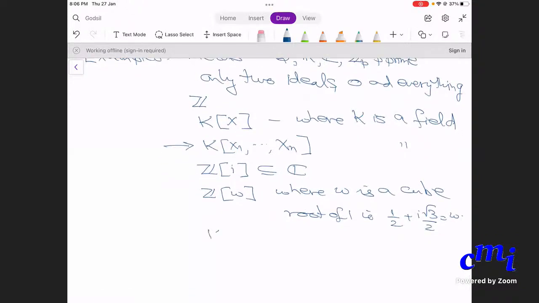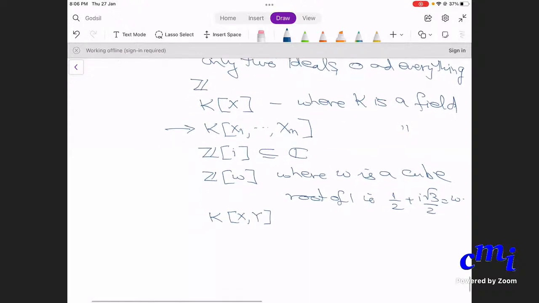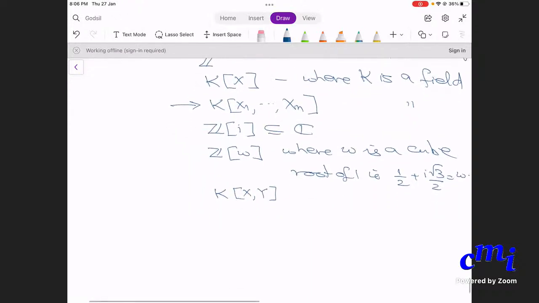I want to particularly look at the case of two variables, K[x,y]. This is much more complicated than a polynomial ring in one variable, K[x]. So we know various properties of these rings. What properties do we know? Let me review a few things. For example, we know that Z is a principal ideal domain. That means every ideal is generated by one element.